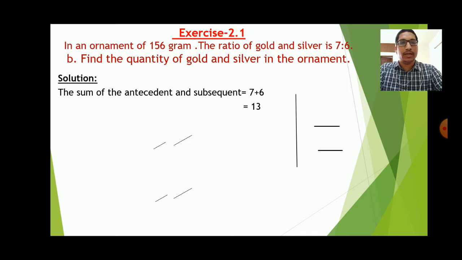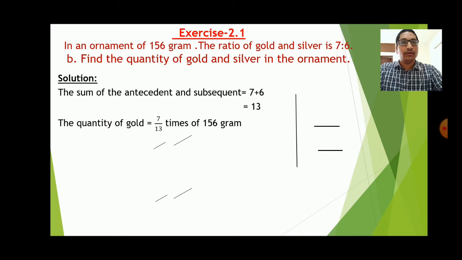We will write like this way. The quantity of gold is 7 out of 13 times of 156 gram. Here 156 gram is our whole amount, total amount. That's why we will write like this way.